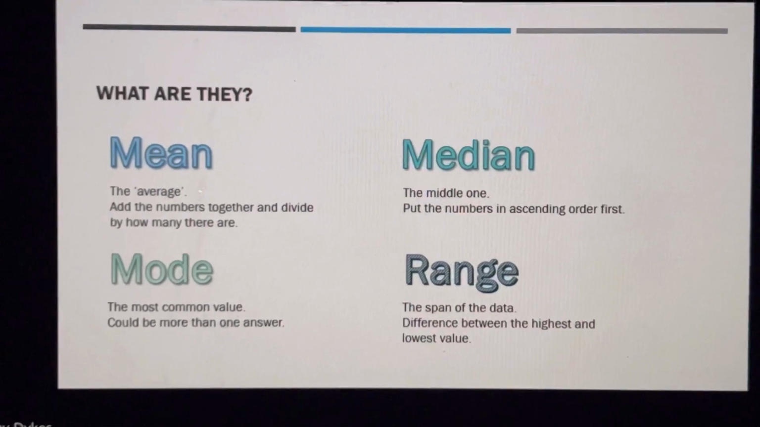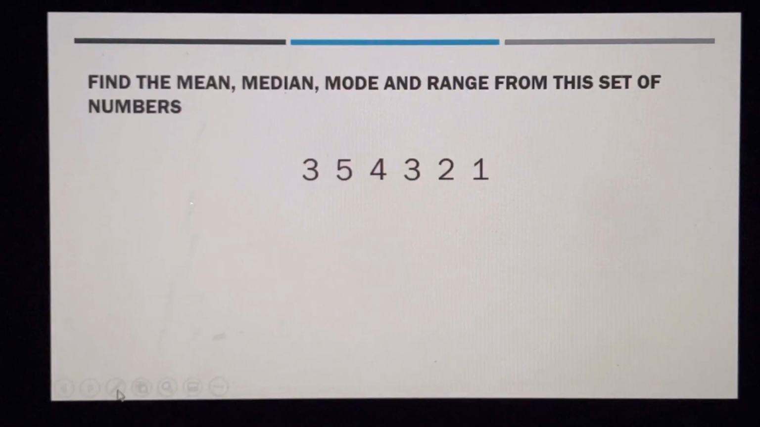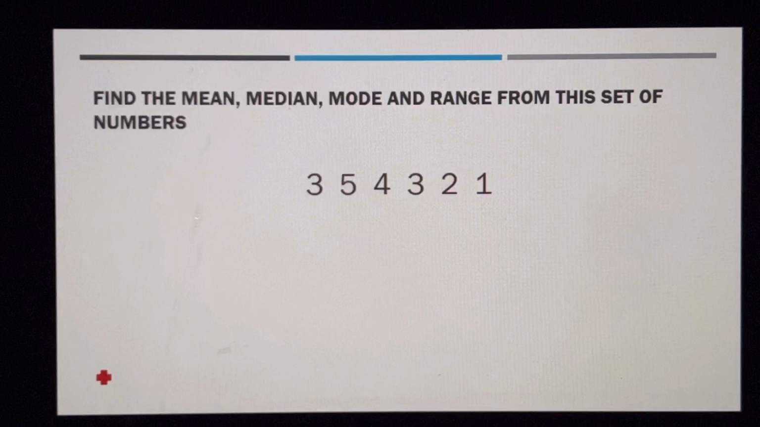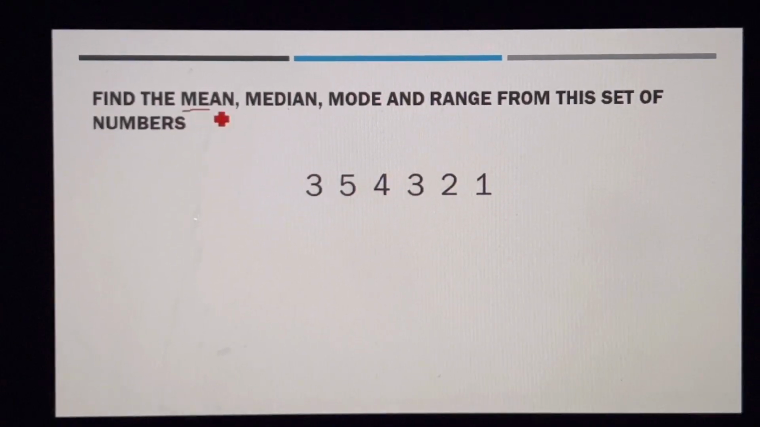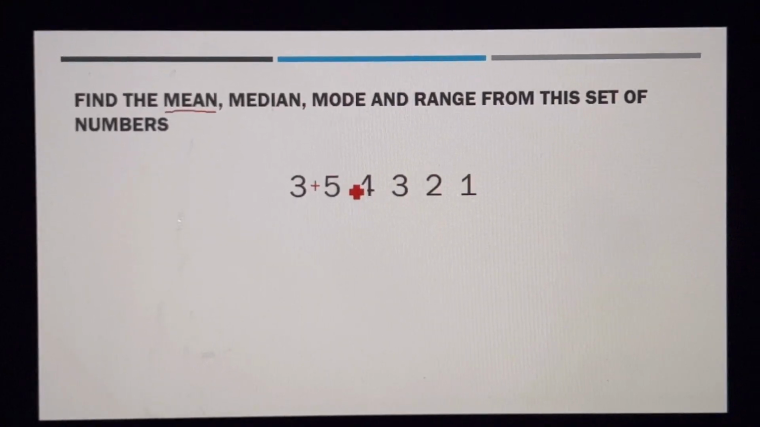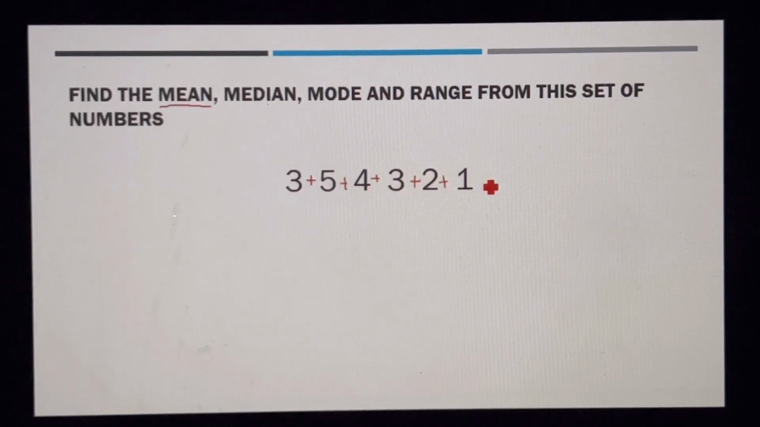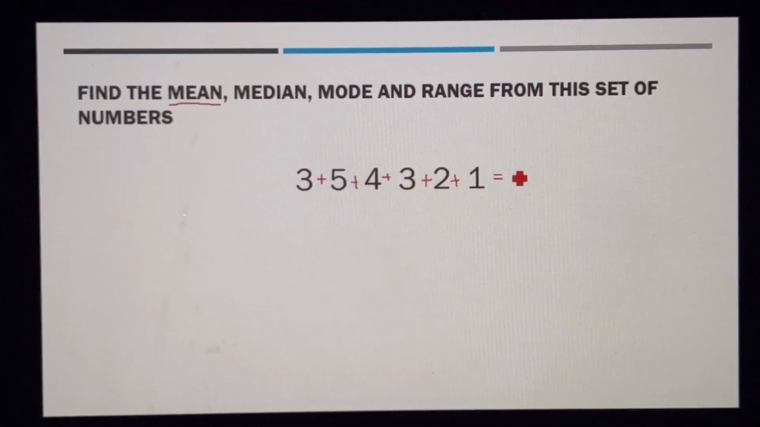So I've got a list of numbers here, and I'm going to go through just in action how we do the mean, median, mode and range. So we'll start with our mean. So we will add them all together. And if I add those values up, I should come to 18.